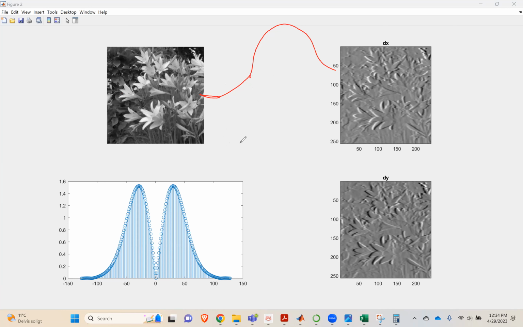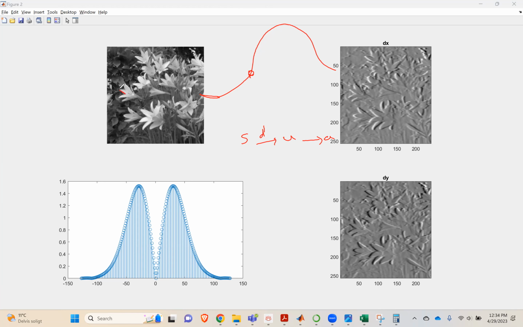Maximum changes, right? When you take the first derivative of distance, you get speed. Then when you take the second derivative, you get the acceleration. Likewise, if this is your vector, when you take the first derivative, you get the maximum changes. So you will get the maximum changes in these edges. When there's a change from black to white, it's the biggest change, right?